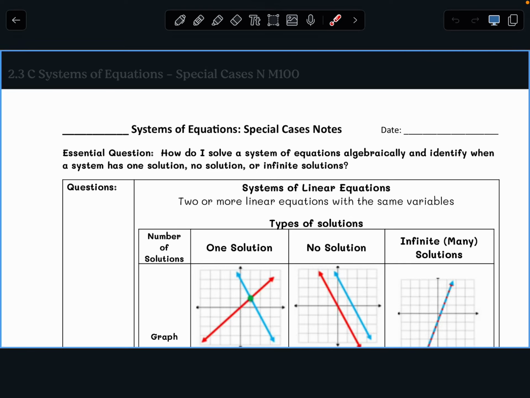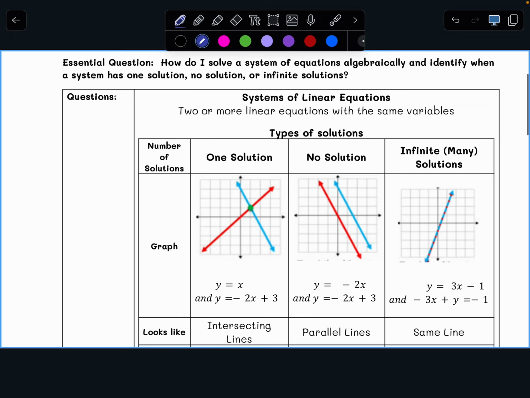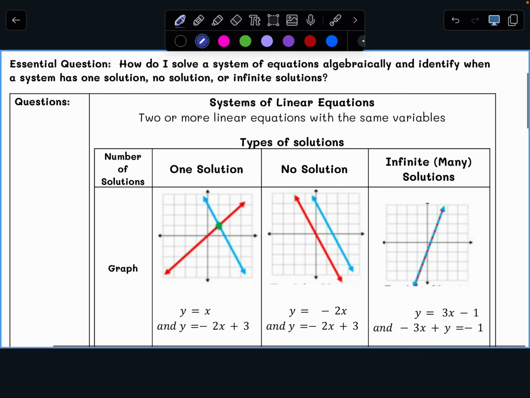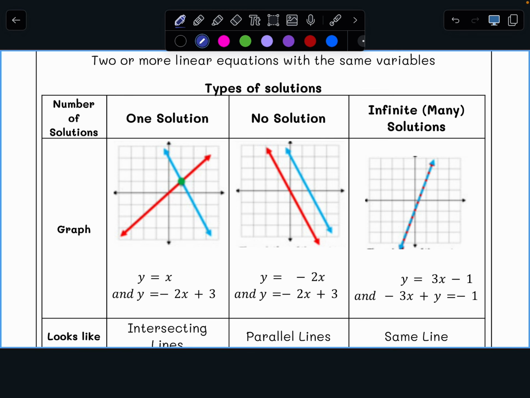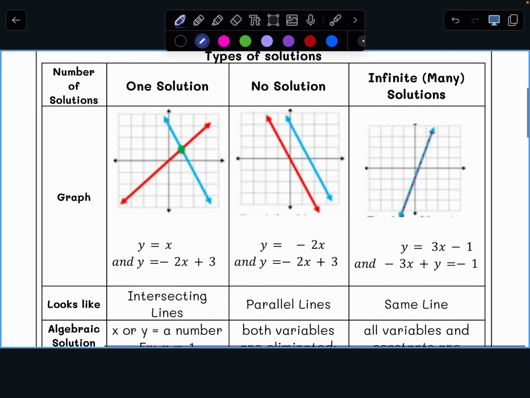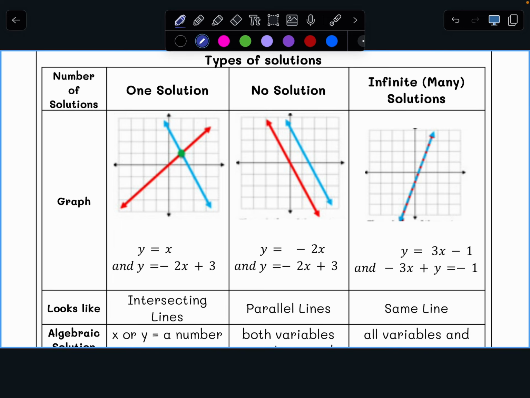2.3c, this is systems of equations with special cases. So we looked at systems of equations, special cases when we were graphing. It's the same concept where you can get two lines that intersect and there's one solution, and that's the xy coordinate that we find when we've been solving these systems.